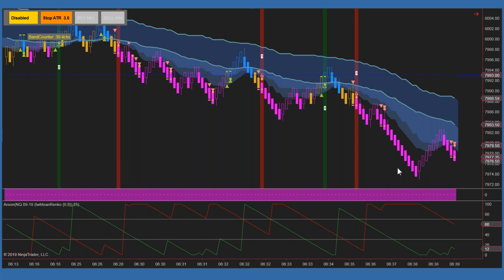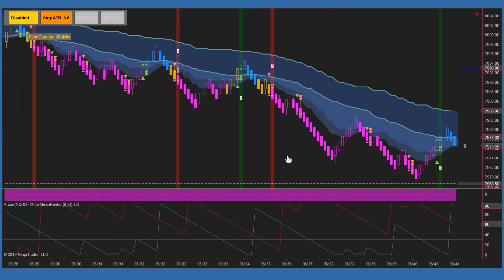This trade working out very nicely. Even if you got it a bar or 2 late when the Arun green got below 30, you still hit your profit target. The signal actually printing a little bit earlier, the Raptor a little bit ahead of the Arun there.